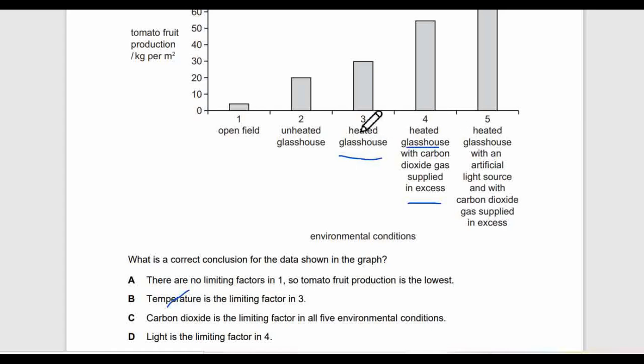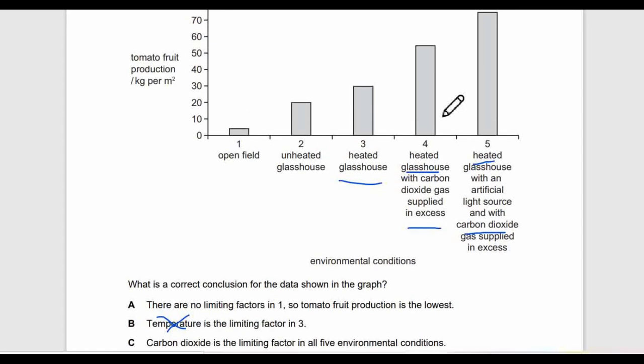Since we see 3 and 4 have the same temperature, but 4 is more because there is excess supply of carbon dioxide. So the one that limits the result in 3 is the carbon dioxide, not temperature. C. Carbon dioxide is the limiting factor in all 5 environmental conditions. If all 5 is carbon dioxide, no, we see number 5, it is the same heated glass house with carbon dioxide. So it's supposed to be the same if carbon dioxide is the limiting factor.